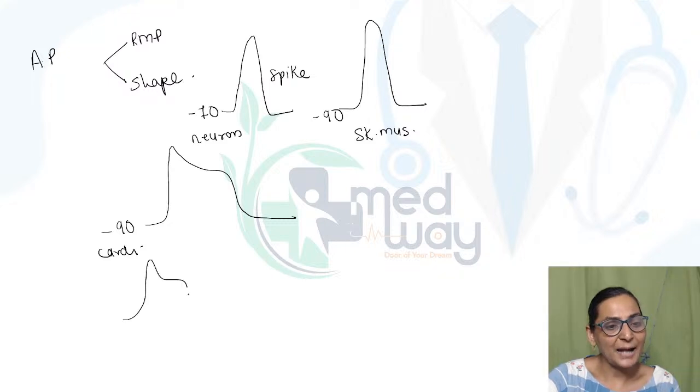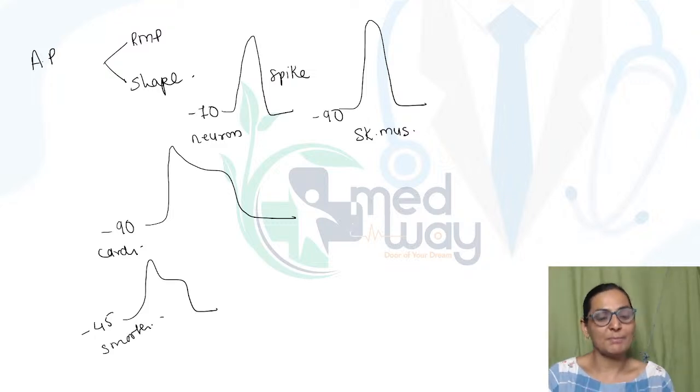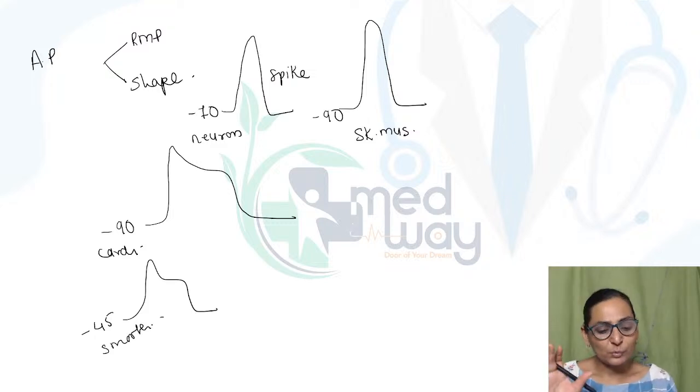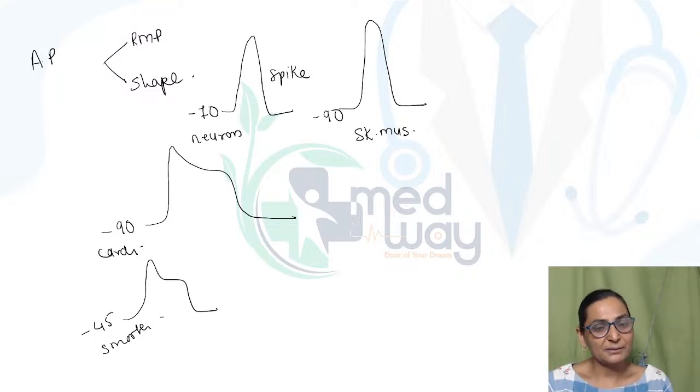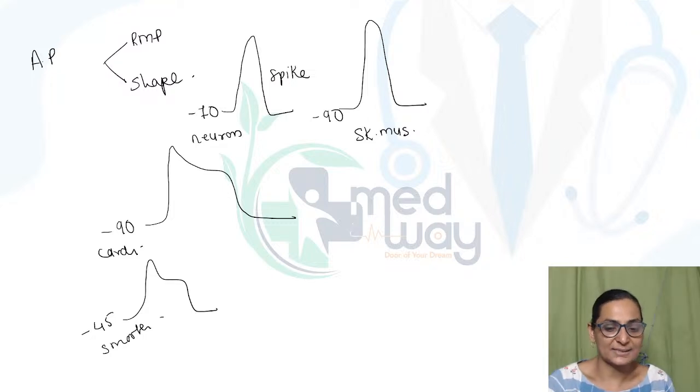But if it is a plateau and it is just minus 45, it can be smooth muscle. Right? It can be smooth muscle. So remember that you have to consider the shape of the spike, whether it is a spike or a plateau, and you have to look into the RMP. Even the duration is important. The neurons, their action potential is just for 1 to 2 milliseconds. They have the highest excitability, or what we call the least chronaxy.